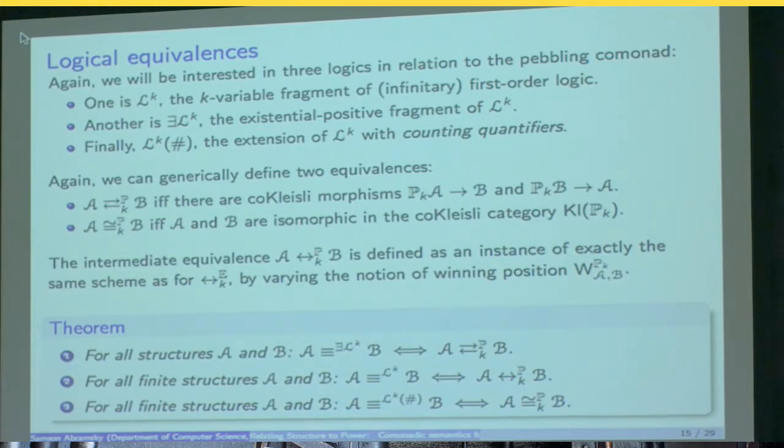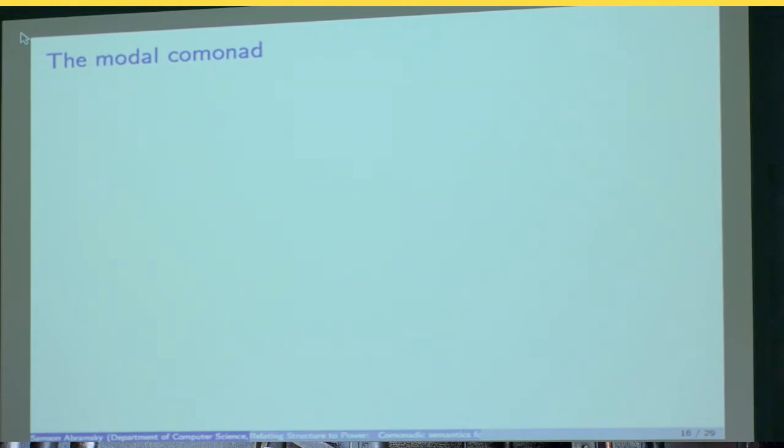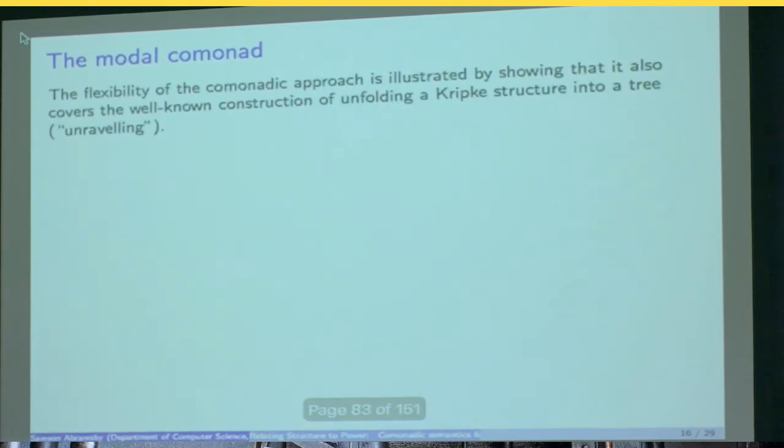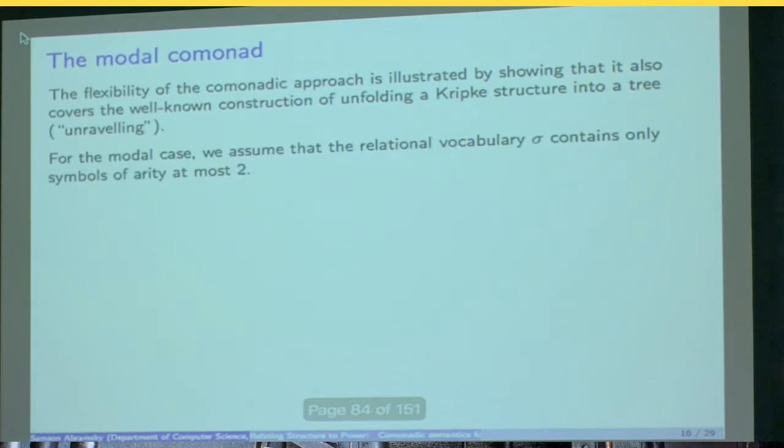There are some technical issues that come in about which structures, but for the cases of interest, we get a correspondence between these equivalences defined in terms of the comonad and the logical equivalences. Okay, so let me briefly show you the third of these, which relates to something very well studied in modal logic and concurrency, and then we can finish up by looking at some connections with combinatorial parameters.